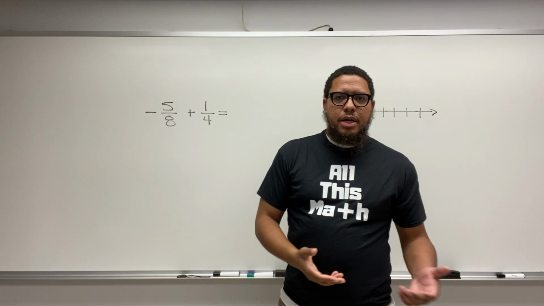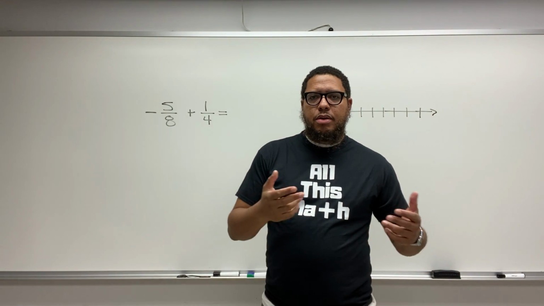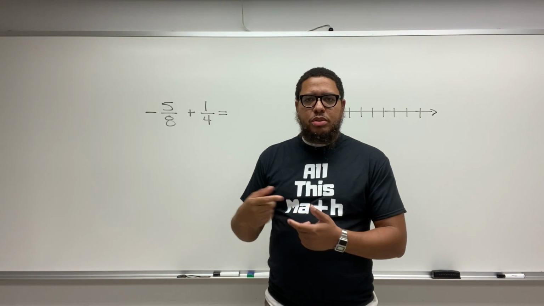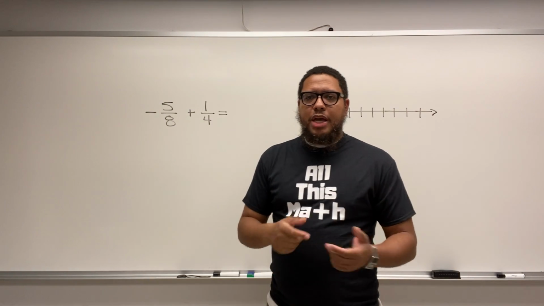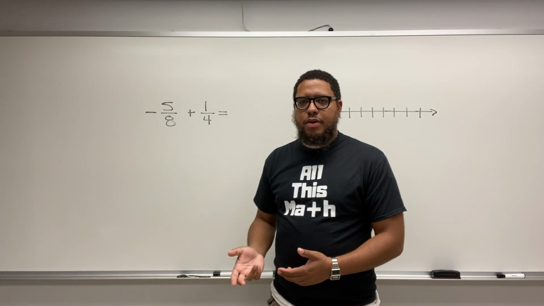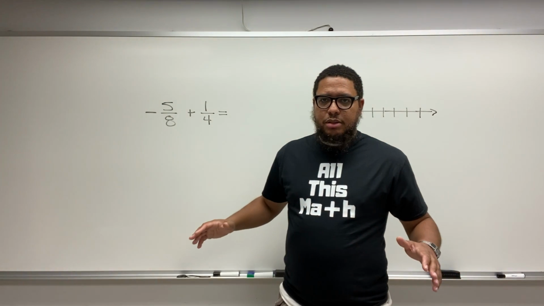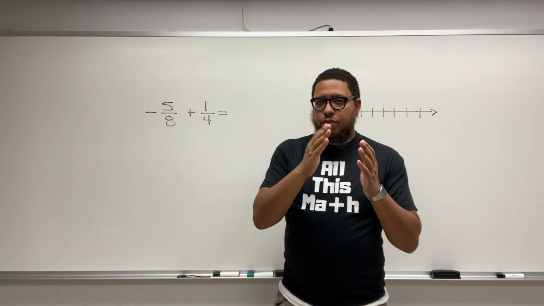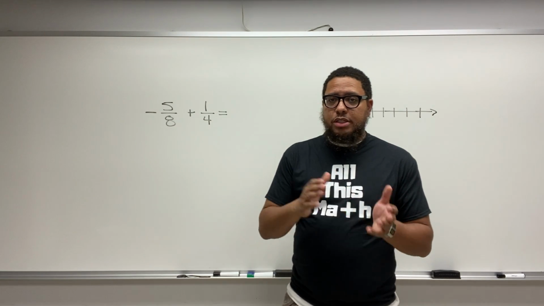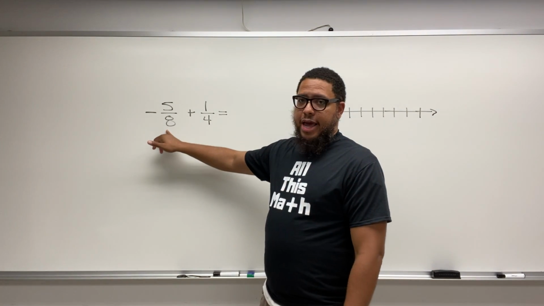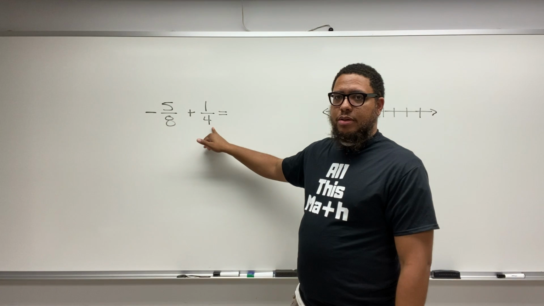But if I want to add negative 5/8 plus 1/4, that's kind of like apples and oranges because we can't really add. I mean, we can, but we have to do some computation. We can't really add eighths and quarters. You always want to add the same type of denomination, so that we're going from apples to apples or oranges to oranges. Eighths is like apples, quarters is like oranges.